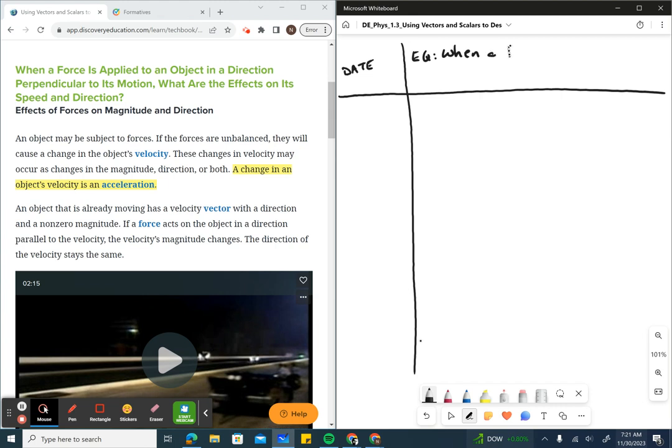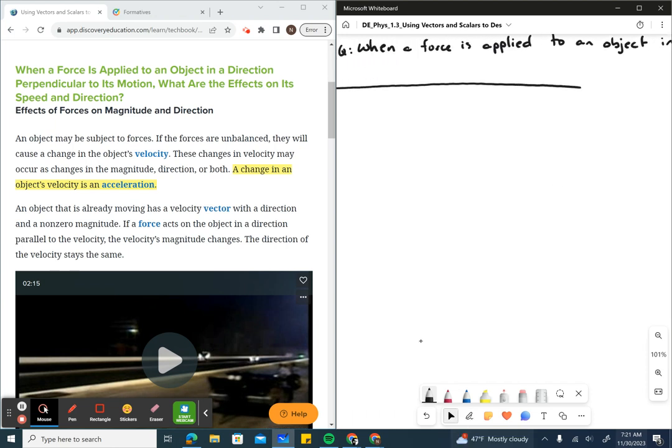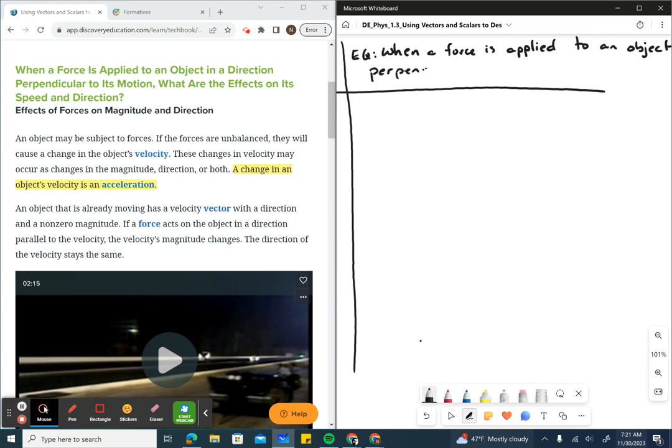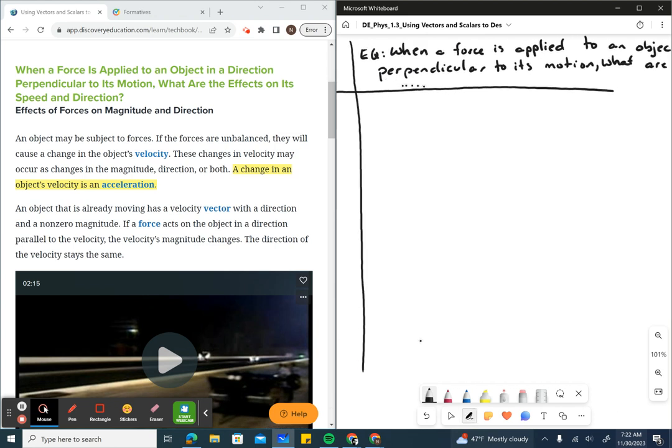When a force is applied to an object in a direction perpendicular to its motion, what are the effects on its speed and direction? Okay.